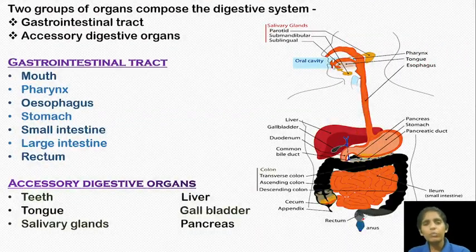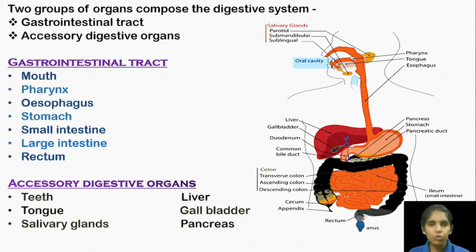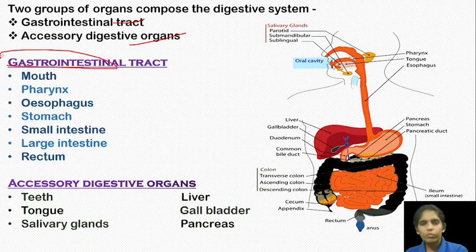Now let us know the parts of the digestive system. So the digestive system is divided into two parts: the gastrointestinal tract and the accessory digestive organs. The gastrointestinal tract is where the digestion process will happen. It starts from the mouth and ends at the rectum.